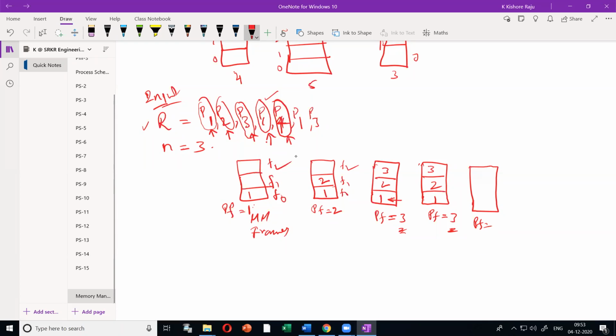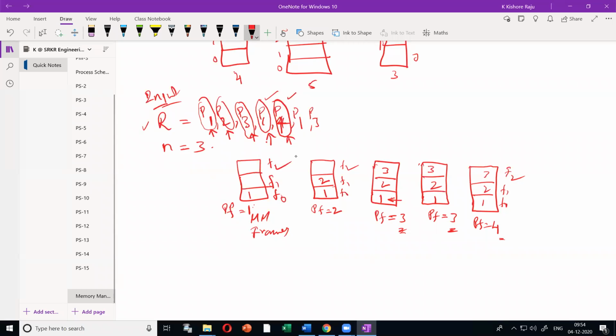Now here we have 1, 2, 3 in F0, F1, F2. The 3 frames are filled. And I am requesting P4. None of the pages in these 3 frames is P4. So what happens? It is requesting P4, so a page fault is raised because P4 is not available.